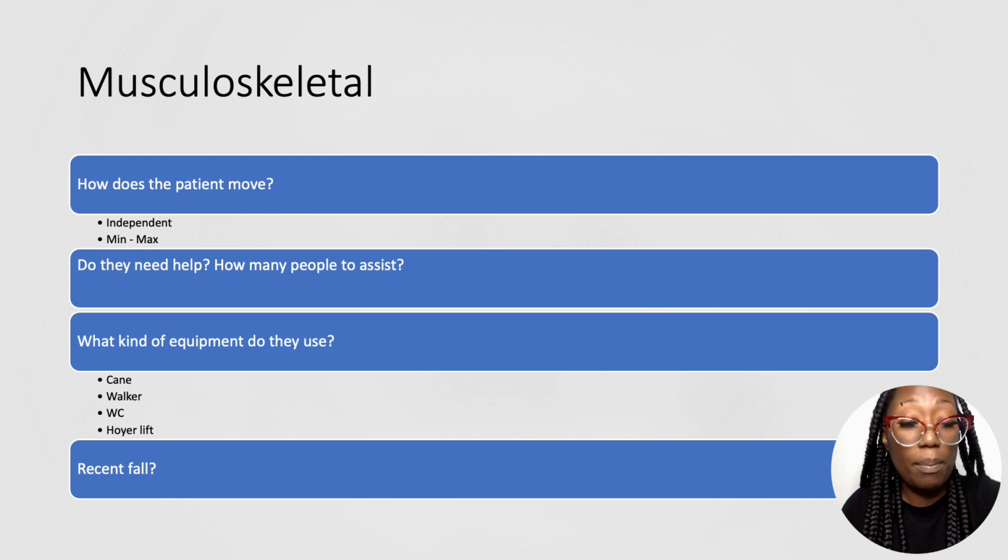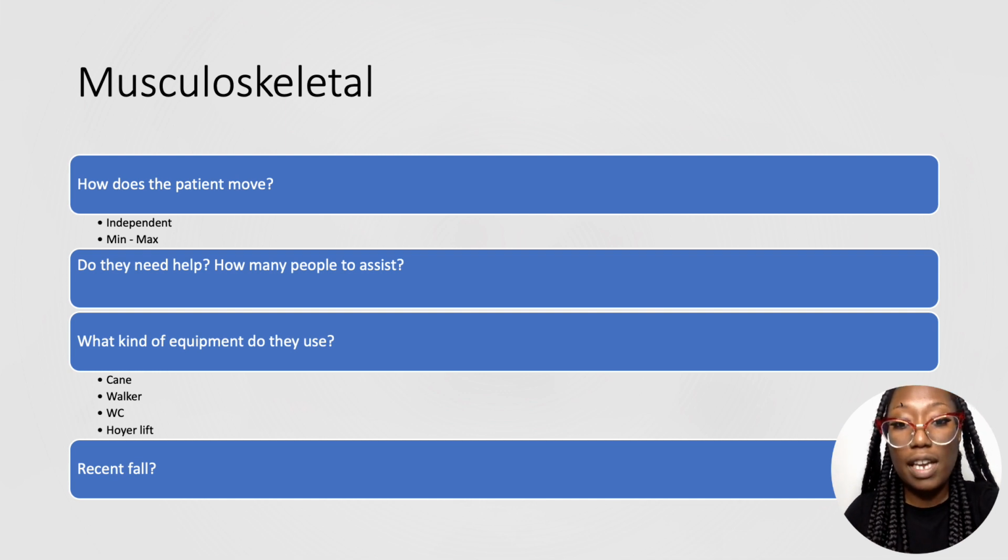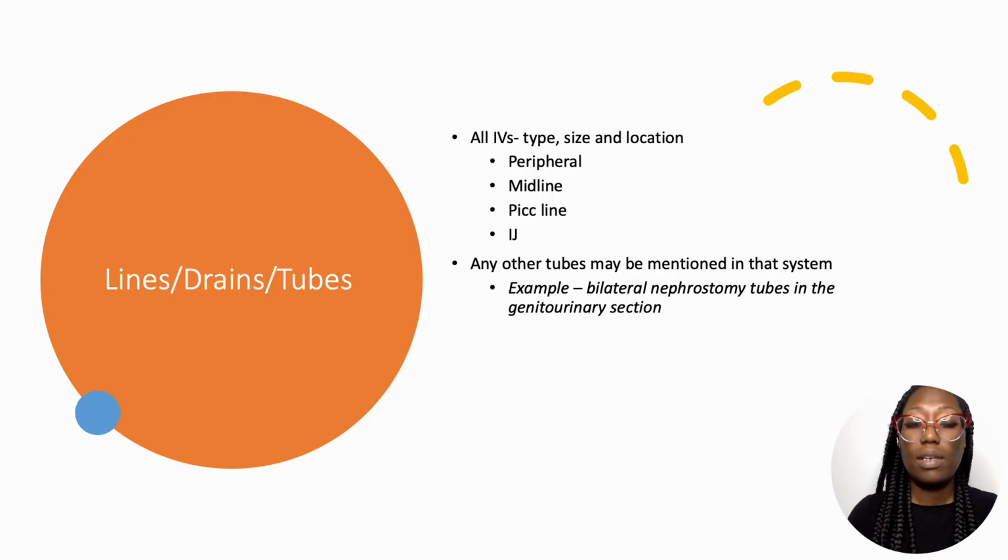If they're minimal assistance, do they need a cane? Do they need a walker? Do they get up into a wheelchair? Do you have to use a Hoyer lift? Talk about the types of equipment that you needed to use for that patient that day. You also want to mention any recent falls. This is extremely important to the safety interventions that the next nurse will have to put in place to take care of that patient. Next, you want to mention any lines, drains, and tubes coming out of the patient.